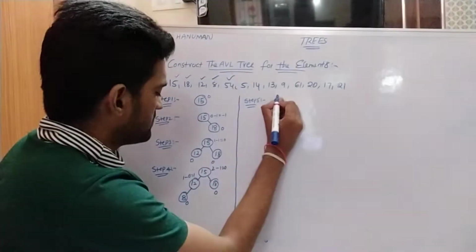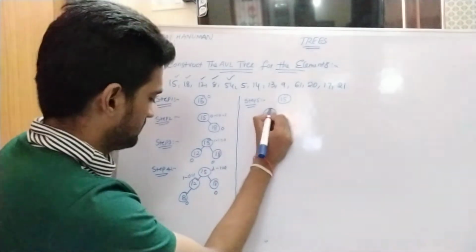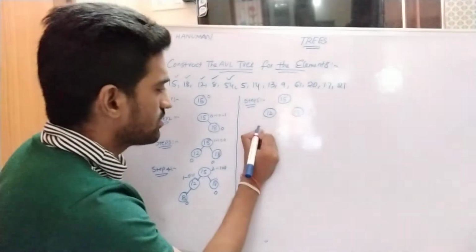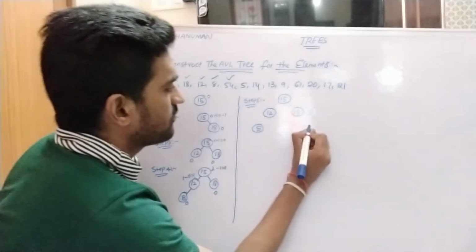Right? Now the tree becomes 15, 12, 18, 8, 54.